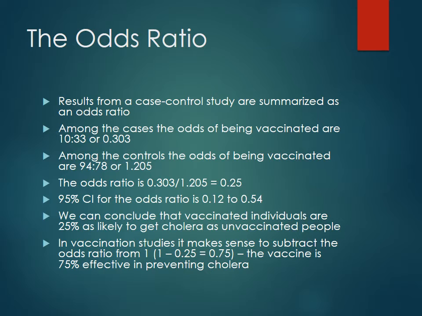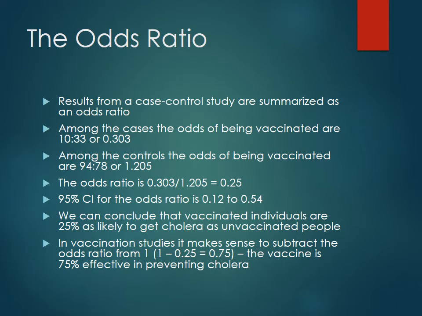And so again, this would be another case where we're doing proportions. So if the 95% confidence interval encapsulates 1, then we know that the test is not significant. So in this case, it ranged between 0.12 and 0.54, meaning that the odds of patients who are vaccinated getting cholera could be anywhere from 12% to 54% of the odds of unvaccinated patients. So basically, what you can conclude from that is that vaccinated individuals are 25% as likely to get cholera as unvaccinated people, right? So we have an odds reduction here.